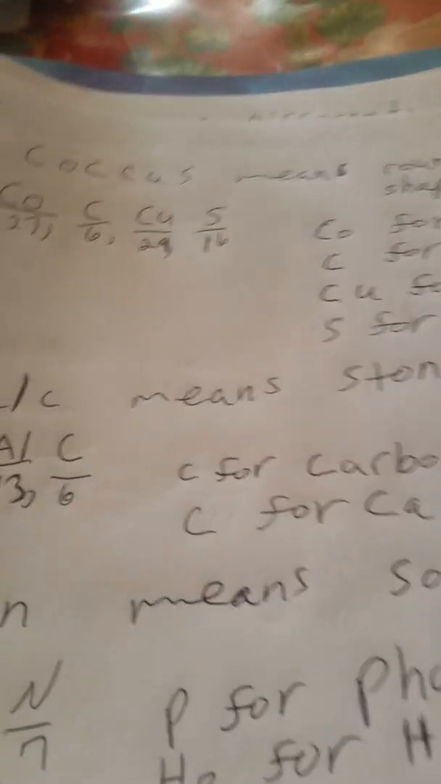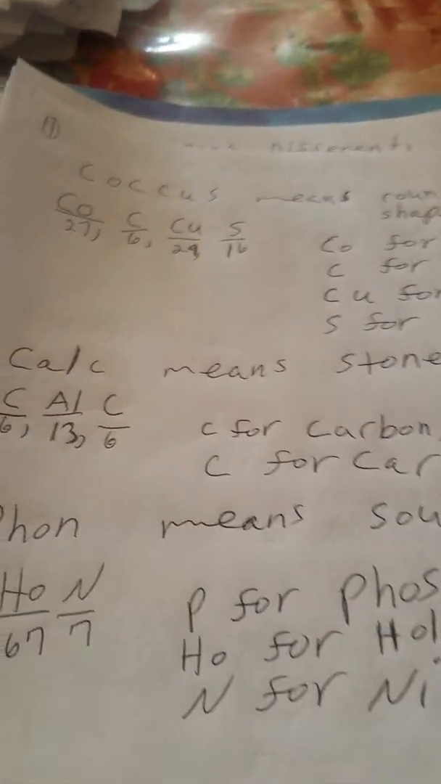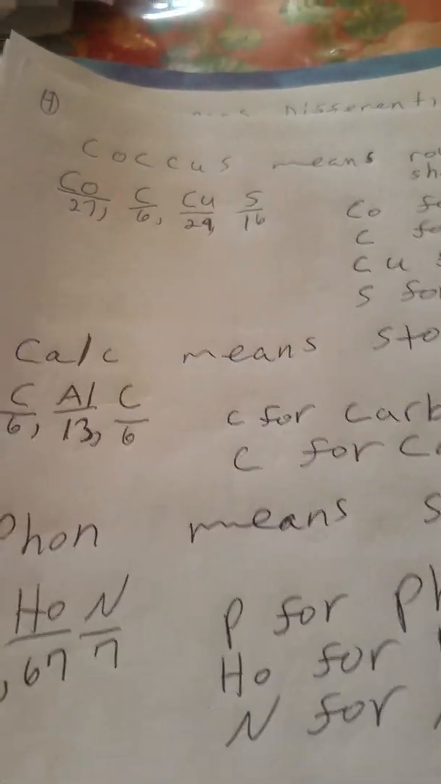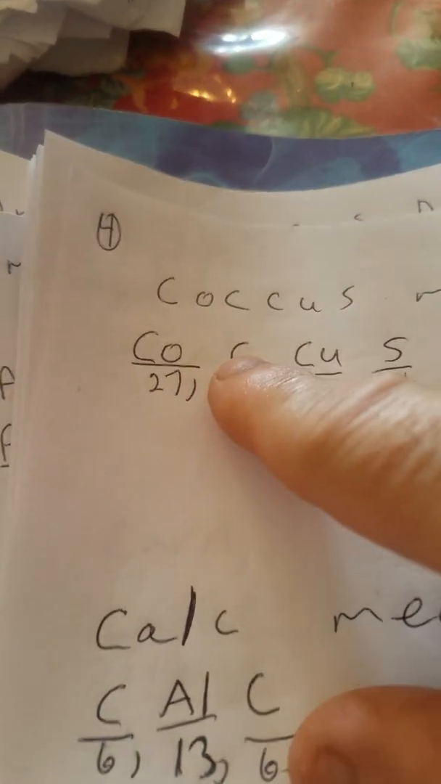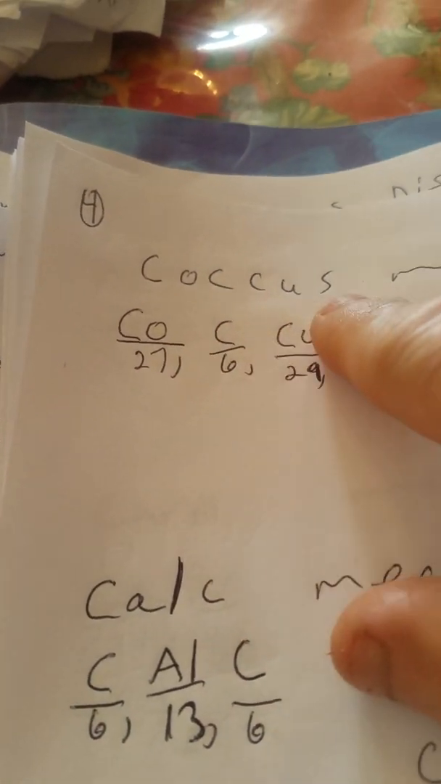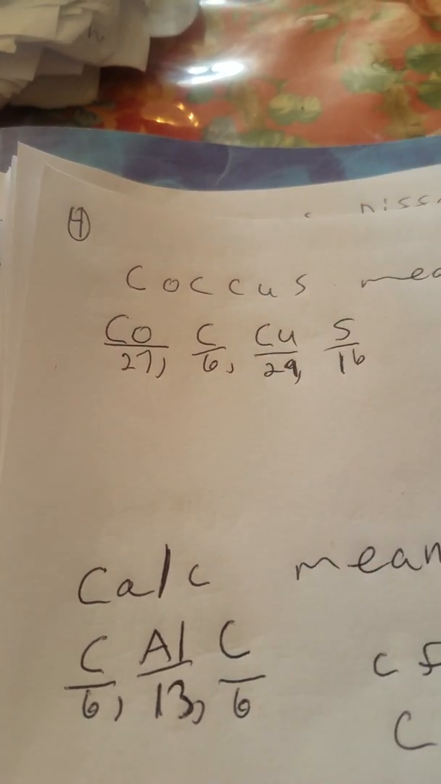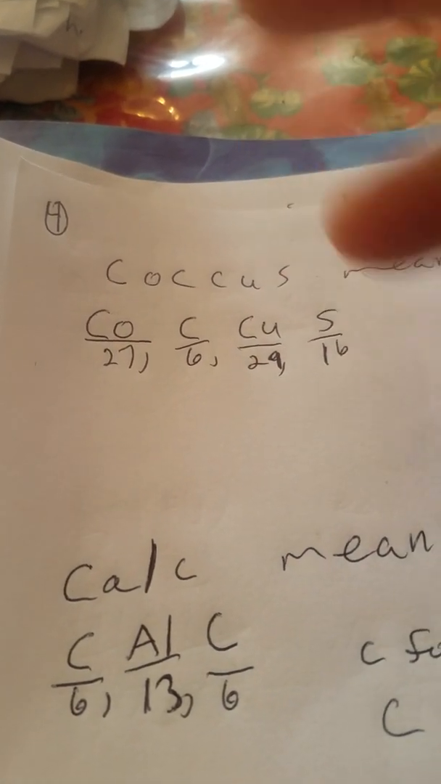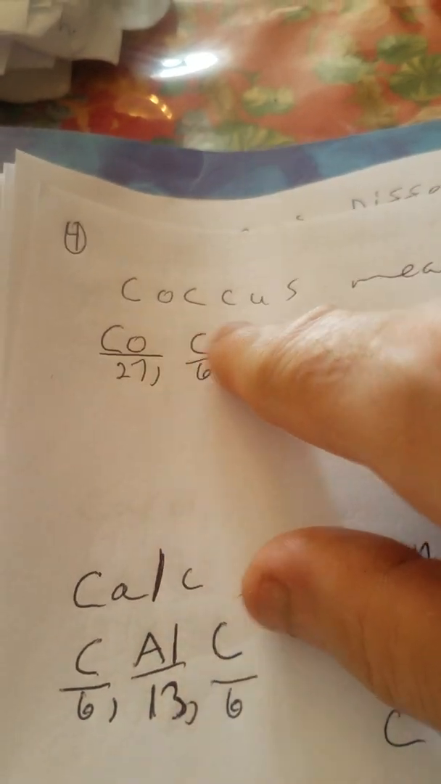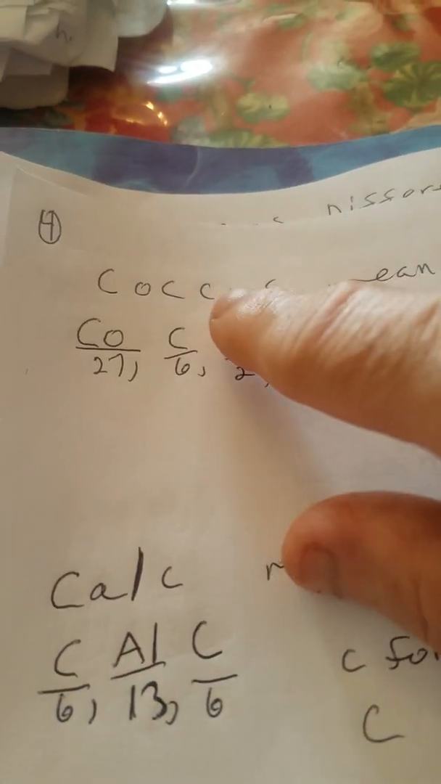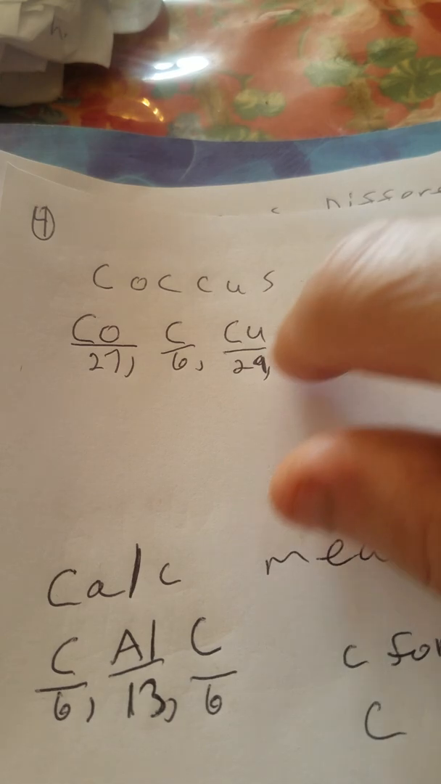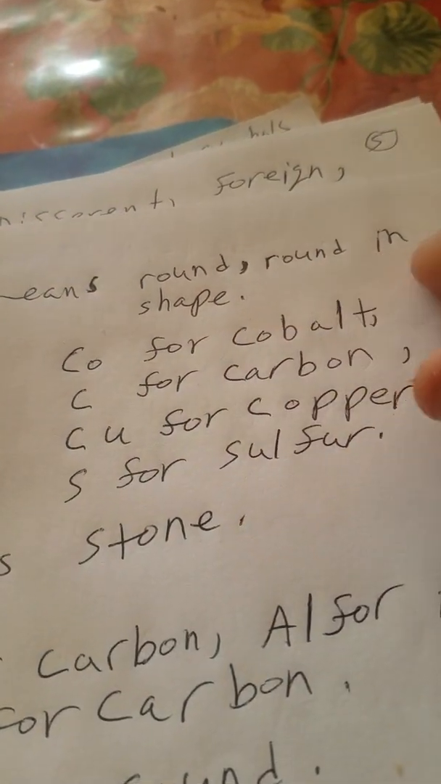Okay, this will help you out if you have to study this in school or just because you want to study it. We got Coccus. Some people pronounce it "cockeye" with an I. If it's more than one, like a plural, "cockeye" with an I, but it looks like it's Coccus. Coccus means round in shape.